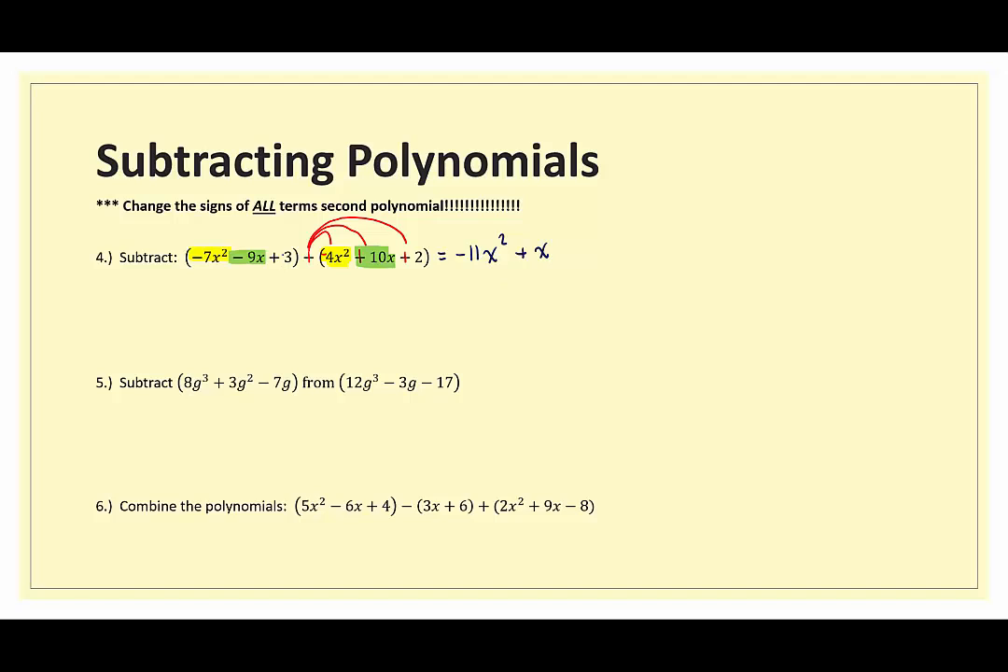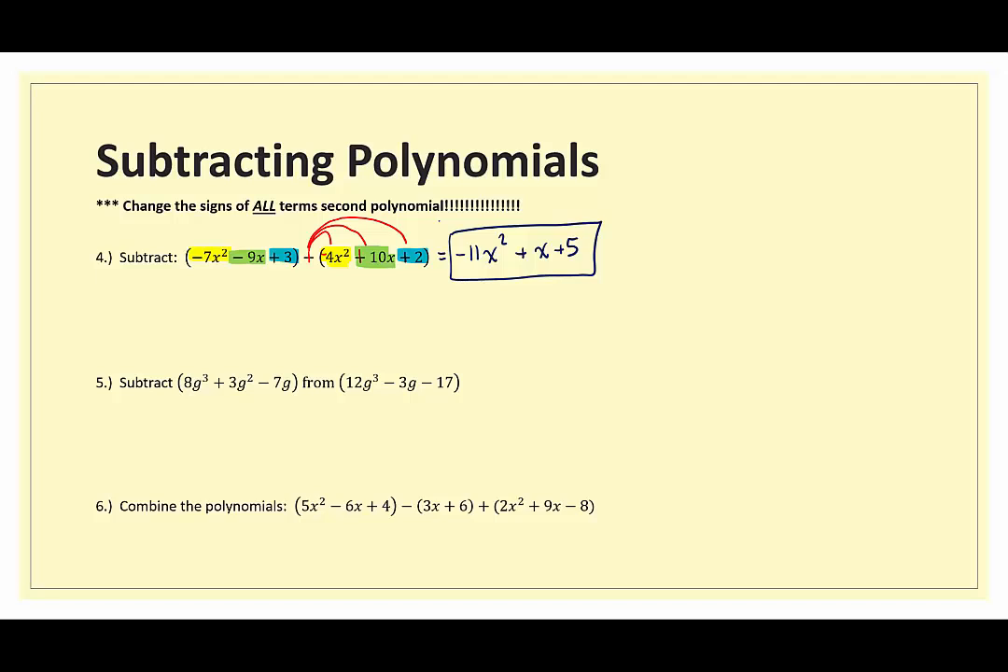And then lastly, my constants, I have a plus 3 and a plus 2. Plus 3 and plus 2 make plus 5. So when I subtract these trinomials, one from the other, I end up with negative 11x squared plus x plus 5.